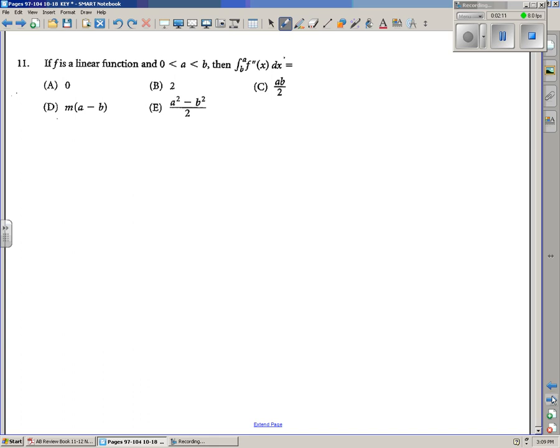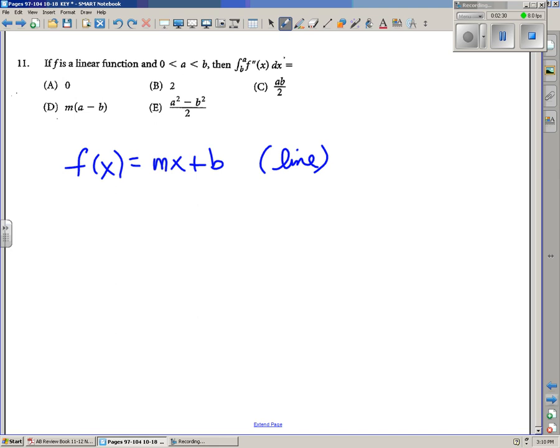All right, number 11. It says if f is a linear function and a happens to be less than b, then the integral from a to b of f double prime of x dx is. Well, if f of x is linear, what that means is f of x is a number times x plus another number. It's a line.